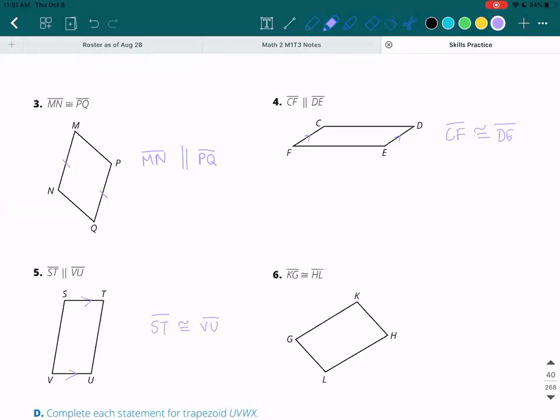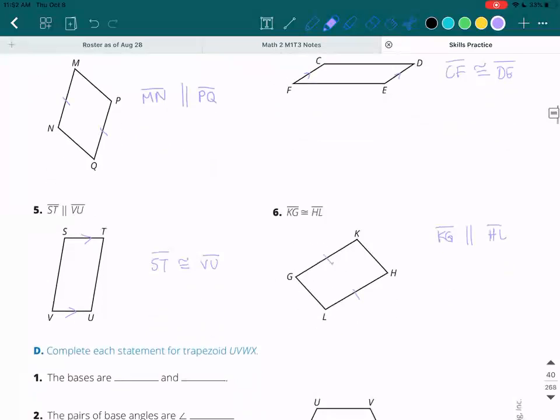Last one, we have KG is congruent to HL. They told us these opposite sides are congruent, so we need to say that they are parallel. Oh, good job. KG is parallel to HL. Okay, and I'm going to wait here so that you guys have some time to write.